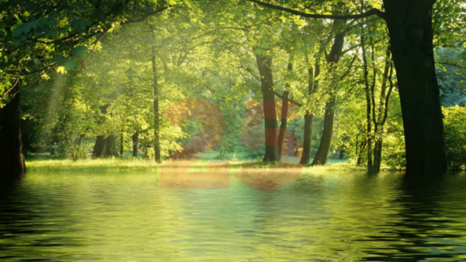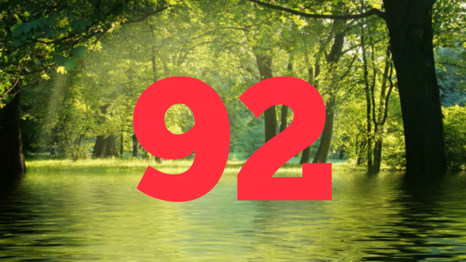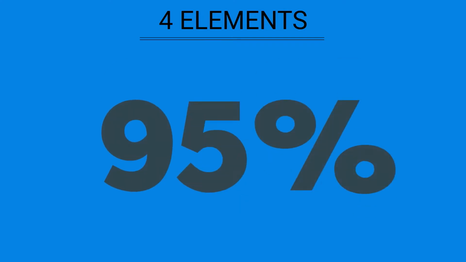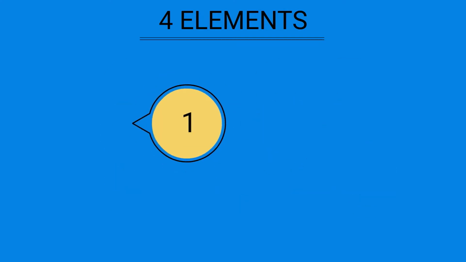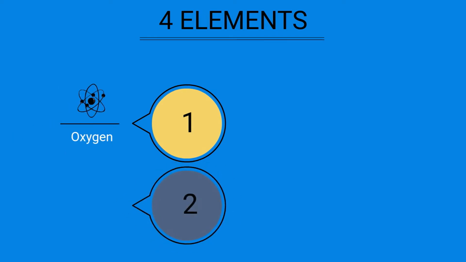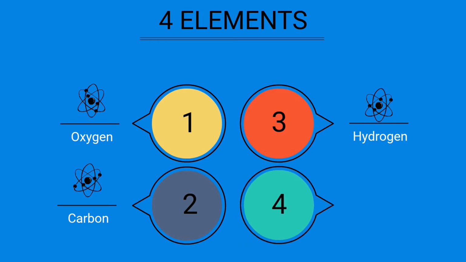25 of the 92 chemical elements listed on the periodic table are essential for life. Of these 25, 4 make up 95% of living matter. They are oxygen, carbon, hydrogen, and nitrogen.